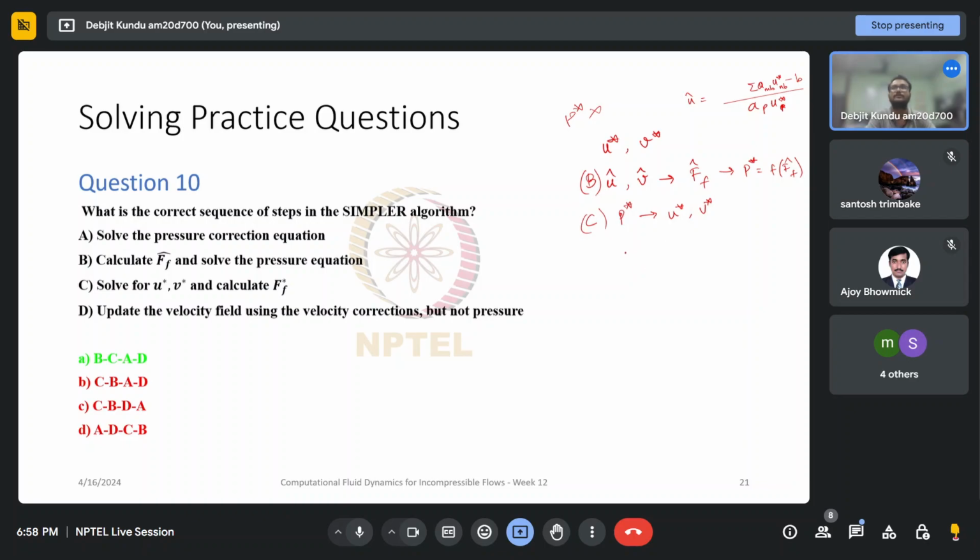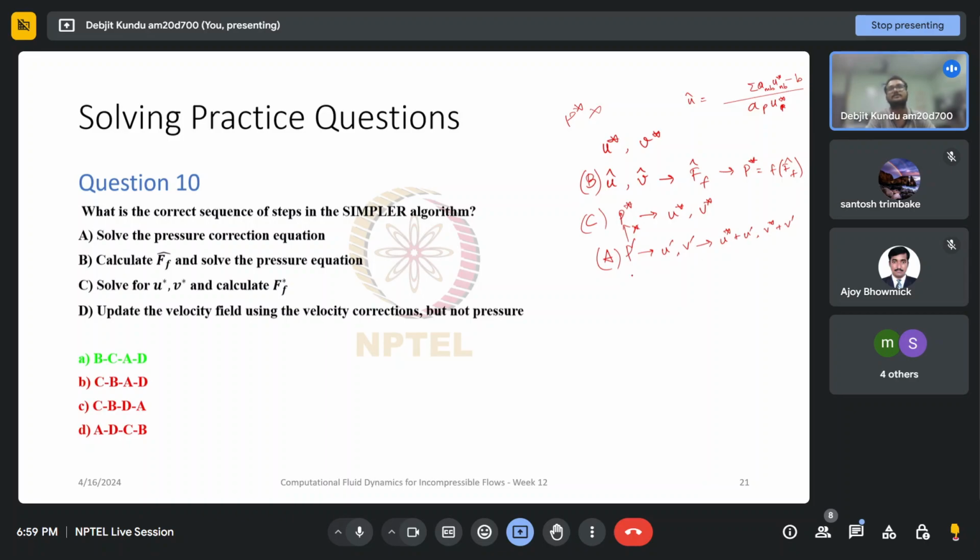Then we solve the pressure correction equation to find out the pressure corrections, but we do not add this to the guessed value of P star. We simply use it to find out the velocity corrections, which are then added to the velocities. This would be step A. Solve the pressure correction equation.